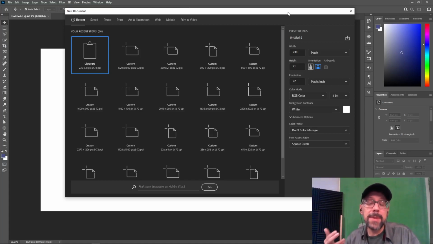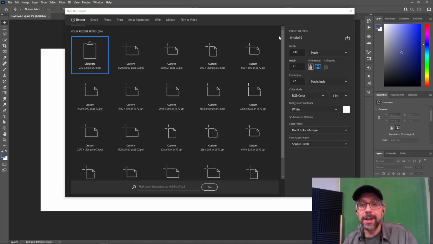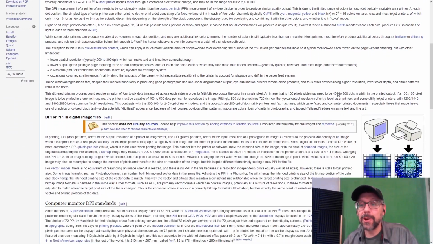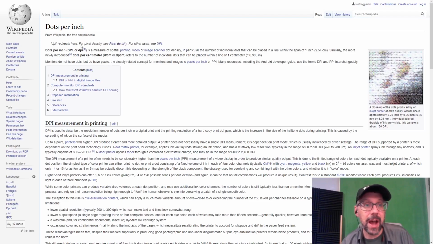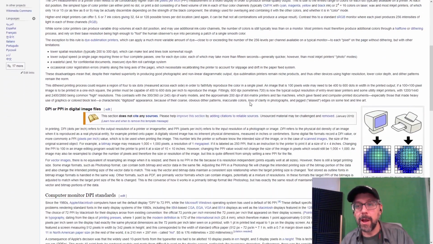So PPI is pixels per inch, and that means it lives in a computer world. It's going to say, how many pixels are you creating for your computer on every inch of real estate that you've got? DPI, on the other hand, is dots per inch, and it means how many printed dots are going to appear on a paper on every inch.